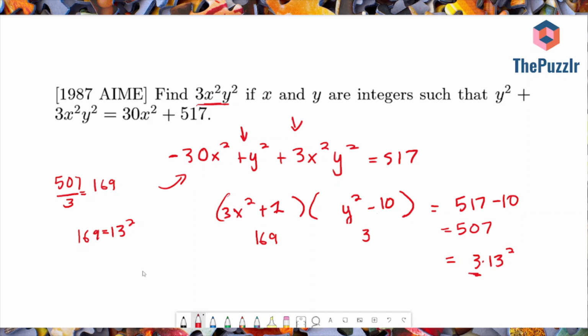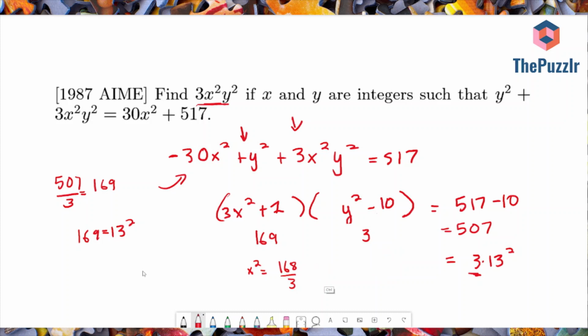And 168 divided by 3, what does that give us? That tells us that x squared is equal to 168 divided by 3, or 56. So x would be, we don't need to find x, we just need to find x squared. And then what if y squared minus 10 equals 3? Well, y squared equals 13. But both of these don't have a solution that's an integer. It says x and y are integers, so this doesn't work.